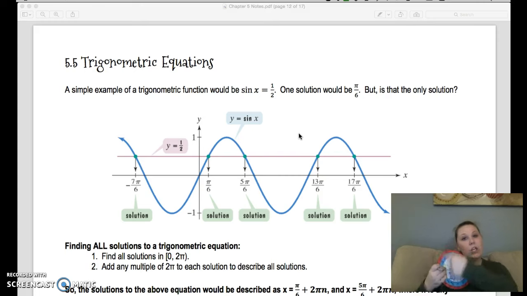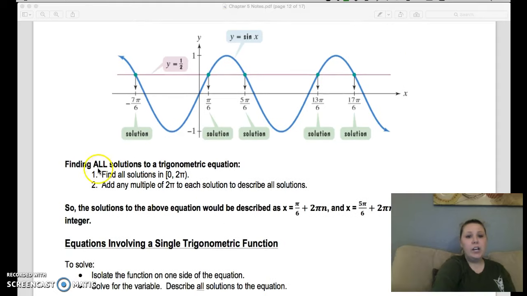But remember that we can go around the circle as many times as we want. So those are not actually the only solutions to that equation. They are the only solutions from 0 to 2pi, but if I don't restrict my domain, I can keep spinning around as many times as I want. So that's something that we're going to take into account.